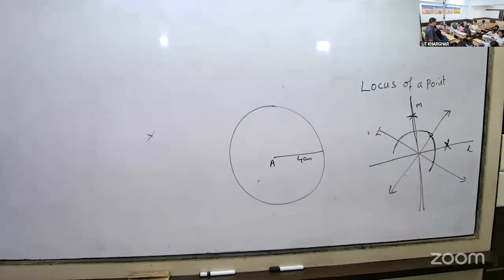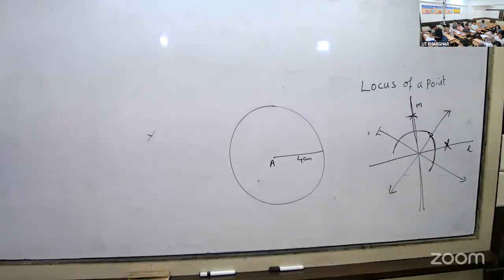Did you draw the circle? Then below write: circumference of the circle is the locus of point at a distance of 4 cm from A. Write it: the circumference of the circle is the locus of a point at a distance of 4 cm from A.